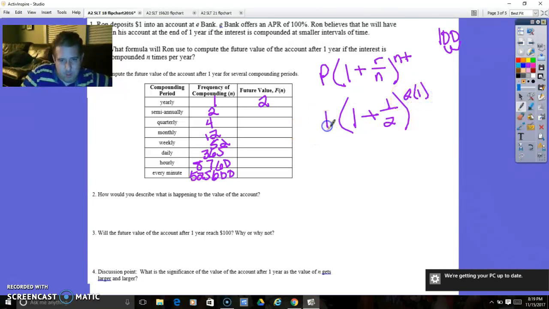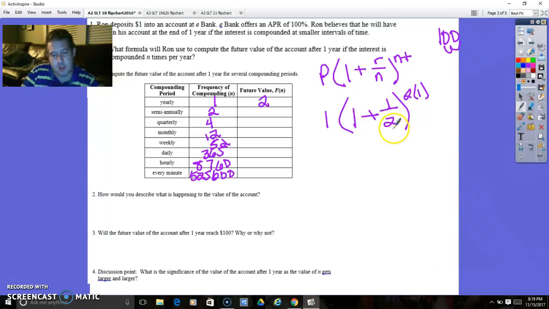So the principal amount was $1. So 1 plus 1 divided by 2 is a half. So 1 plus a half, that's 1.5 to the second power, and then multiply that by the $1 you had to begin with, means you have $2.25. So what you've now noticed is that you've made 25 cents of interest on the 50 cents of interest that you got the first half of the year. So that's the reason why you ended up with more money in the end.